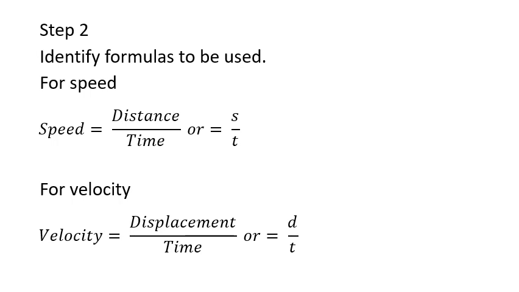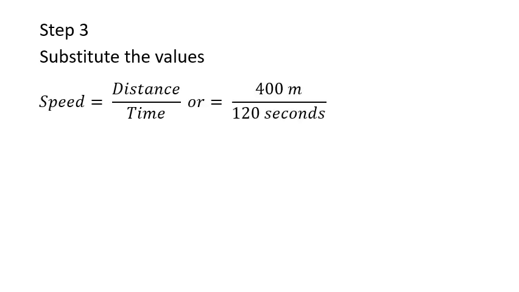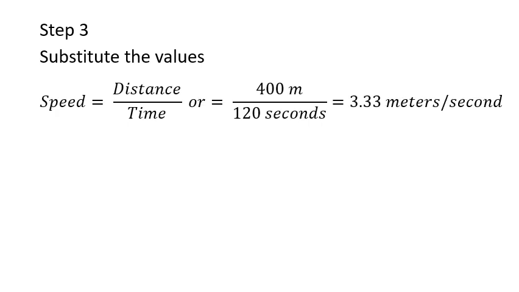For speed is equal to distance over time, or small letter s over t. For velocity, that is equal to displacement over time, or small letter d over t. We now substitute the values for speed, that is equal to distance over time. Distance is 400 meters and the time is 120 seconds. Therefore, the runner has a speed of 3.33 meters per second.